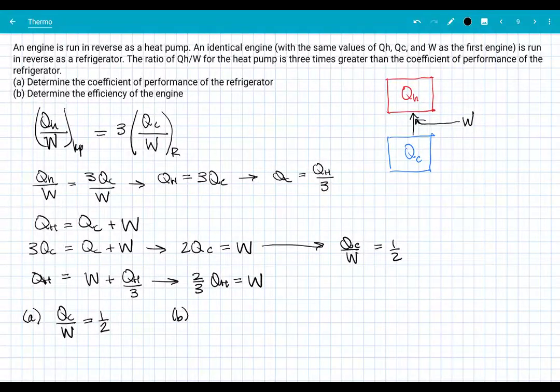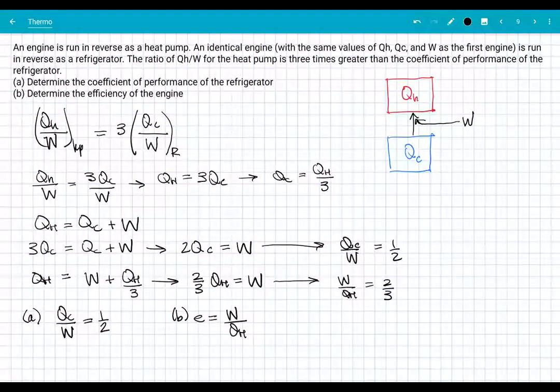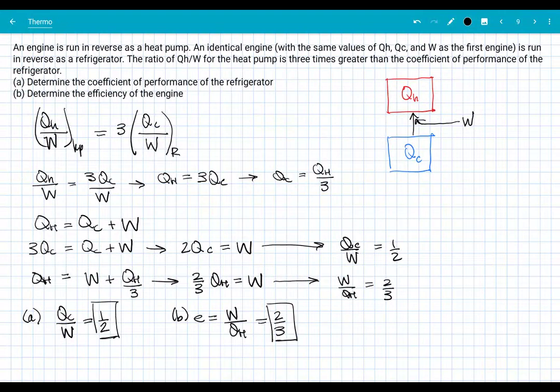Part B asks me for the efficiency of the original engine. Right, so for the original engine, now we have to remember what efficiency is. That's the thing we want to get out of the engine. So remember, work is what you want to get out of the engine, divided by what has to be put into the engine, which is QH. So I can get that relationship from this second algebraic manipulation here. Work over QH is equal to 2/3. So 2/3 is the efficiency of the original engine.